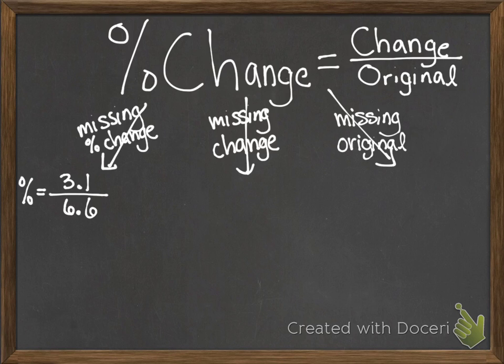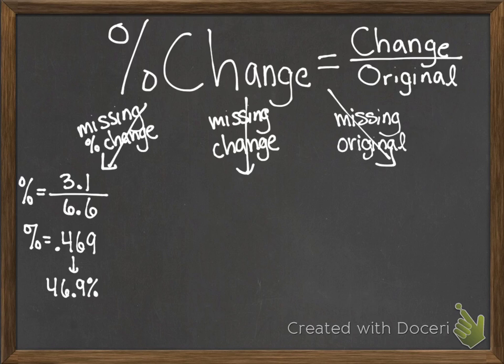You guys are superstars at the missing percent change, so I'll give you a problem. What's the percent change if the change is 3.1 and the original is 6.6? Well, 3.1 divided by 6.6 is 0.469, which is a 46.9% change, all right? So it could be a percent increase or percent decrease, because both of those are under the umbrella of percent change.